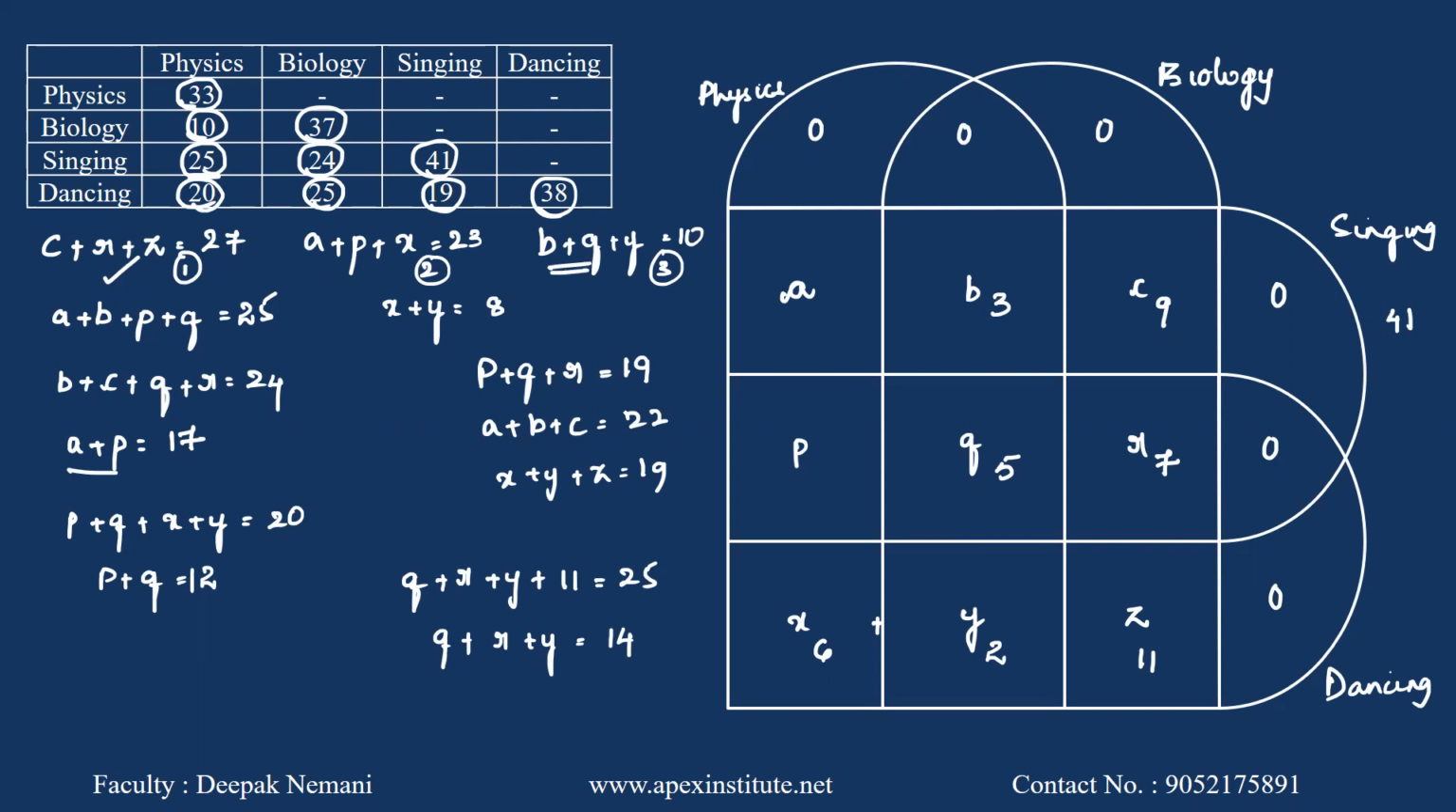So a plus b plus c is equal to 22, so 12, so a should be equal to 10. A plus p is 17, so p should be equal to 7, and this completes the set. So all you need to do is frame equations and solve them, right?